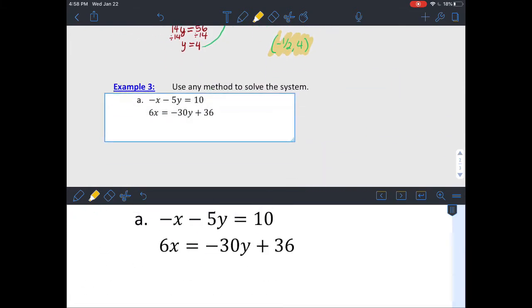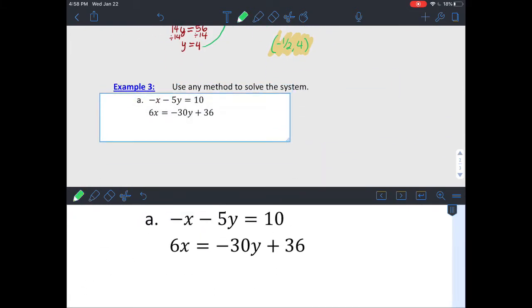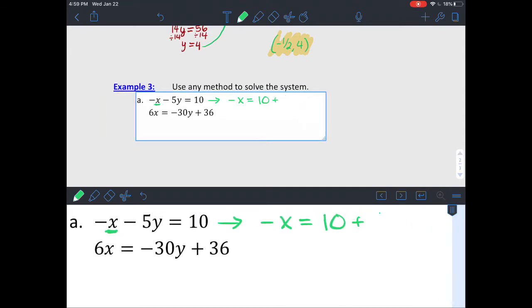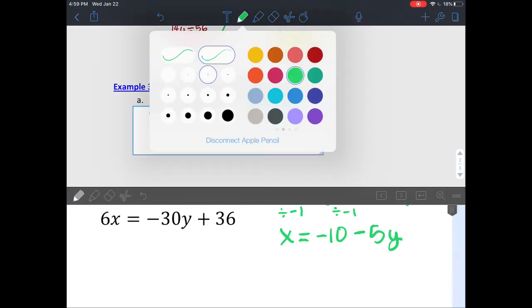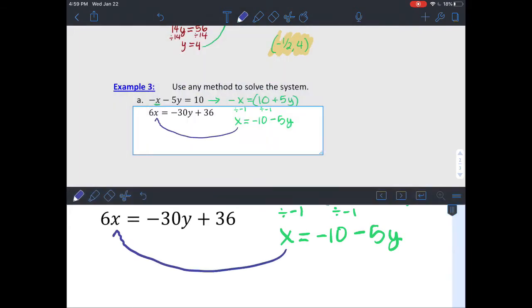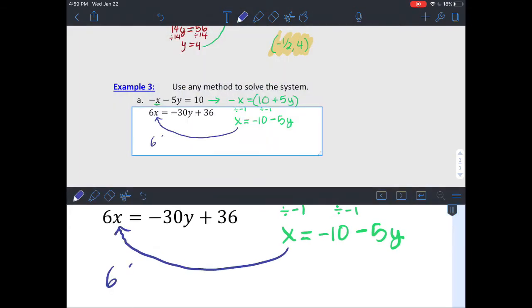Which method is easiest kind of depends on what your equation looks like. If you have a variable that looks easy to solve for, like in this one, it looks pretty easy to solve for x, I might just go ahead and use substitution. So I'm going to add 5y and then divide by negative 1. So you'll get x equals negative 10 minus 5y. Then you can substitute it back into your second equation in place of x.